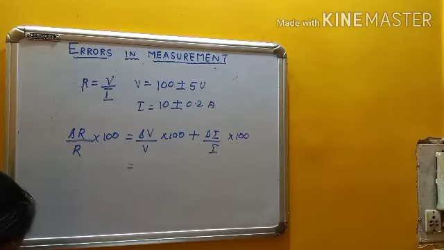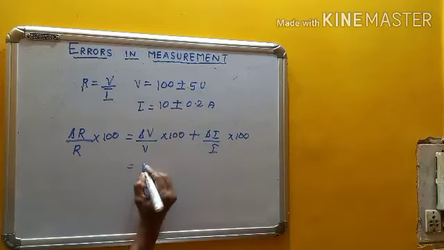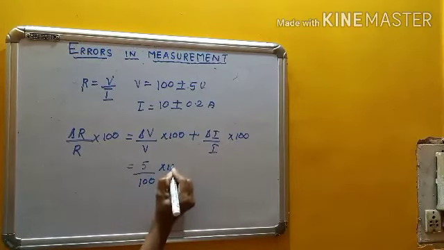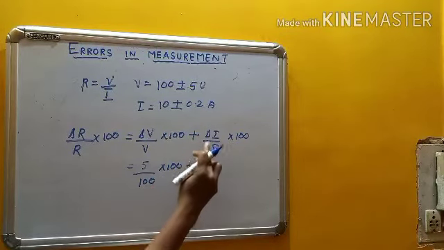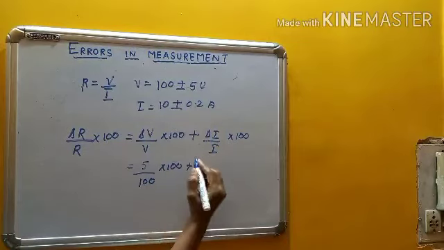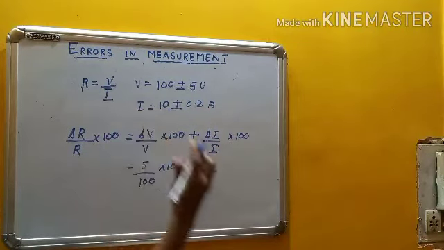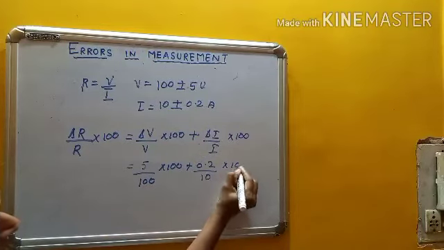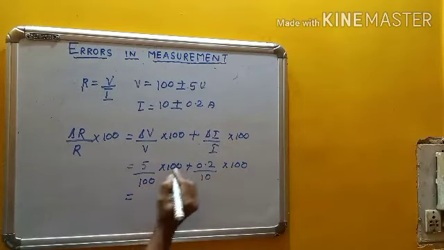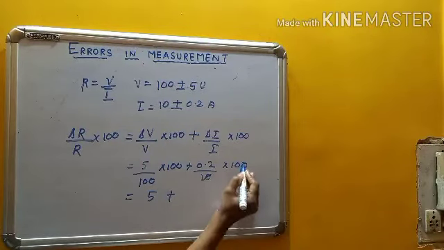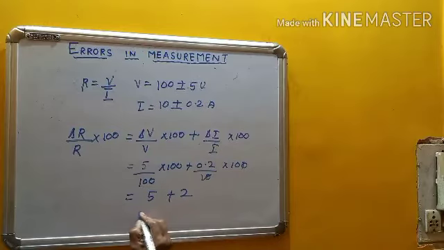It's not directly given. We have to calculate the percentage error. Delta V, what is delta V? 5. So 5 divided by 100 into 100, plus delta I. Delta I is 0.2 divided by I, the true value, which is 10, into 100. So 5 by 100 into 100 is 5%, plus 0.2 by 10 into 100 is 2%, which means 7%.